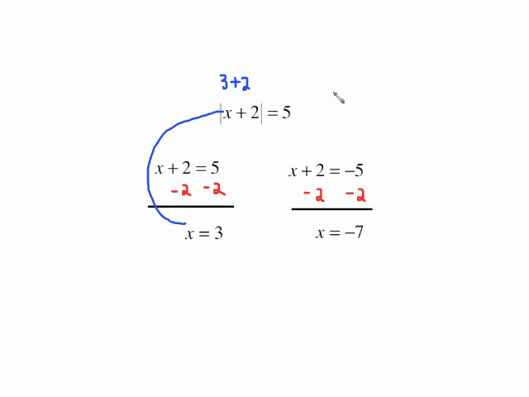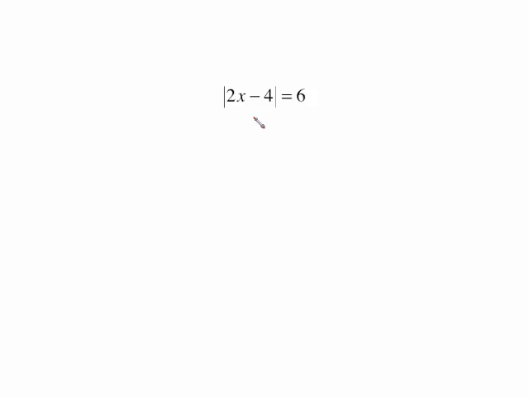Put negative 7 in here. Negative 7 plus 2 is actually a negative 5, but we're going to take the absolute value of that, which will turn it into positive 5. Absolute value of 2x minus 4 equals 6. We're going to set up our 2 cases. We're going to set up 2x minus 4 equals 6. Notice we didn't make any change on what's inside this bar.